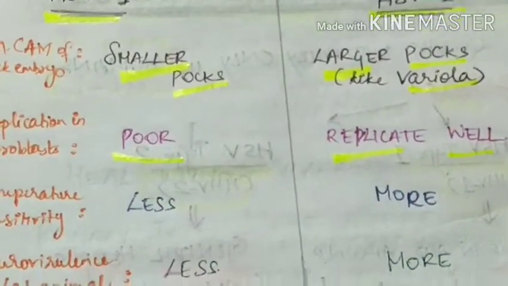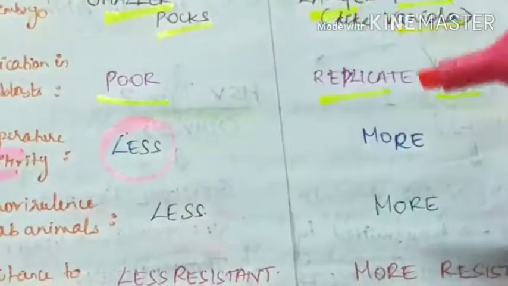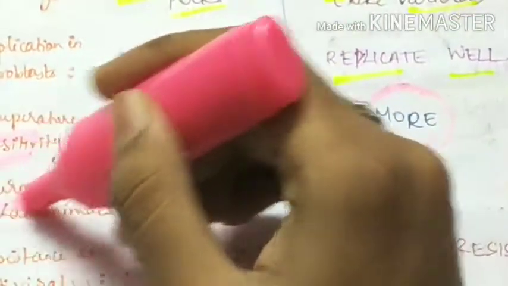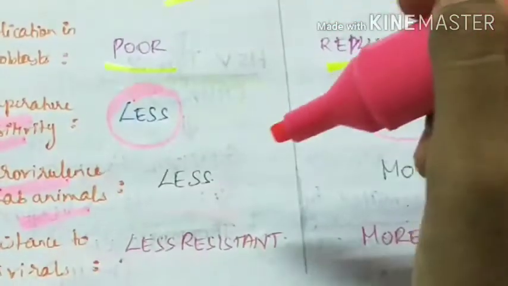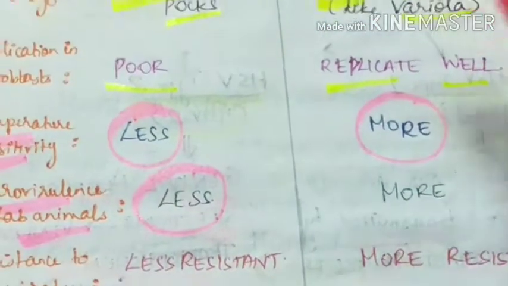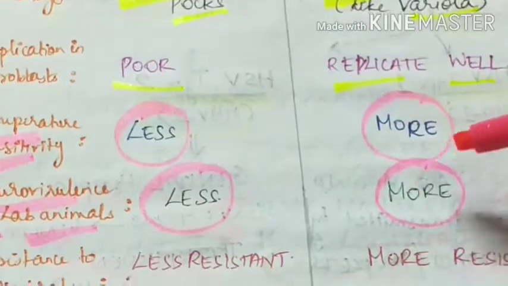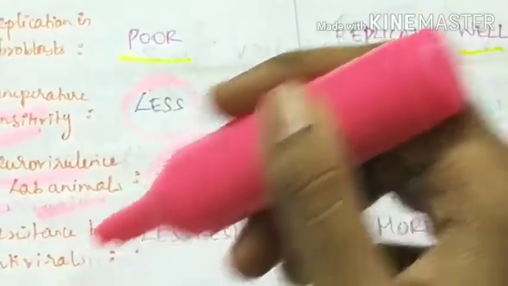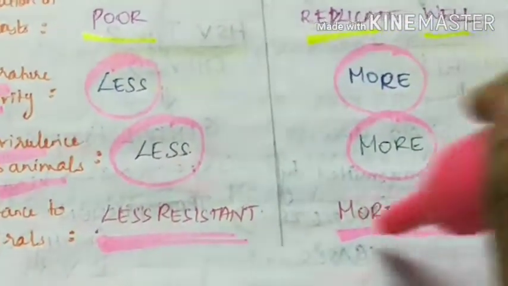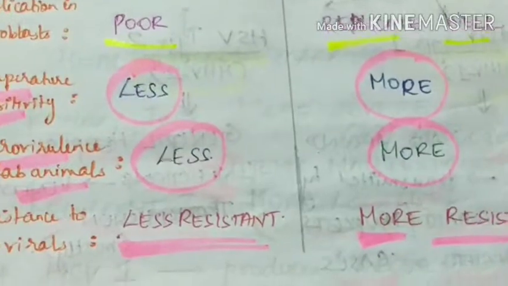Next, the temperature sensitivity of HSV1 is less, whereas it is more in HSV2. Neurovirulence in lab animals: HSV1 is less neurovirulent, whereas HSV2 is more neurovirulent. Resistance to antivirals: HSV1 is less resistant, whereas HSV2 is more resistant to antiviral drugs.